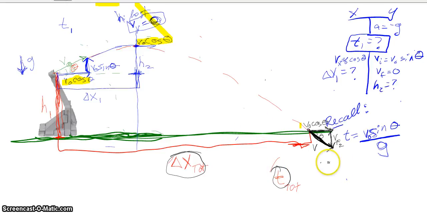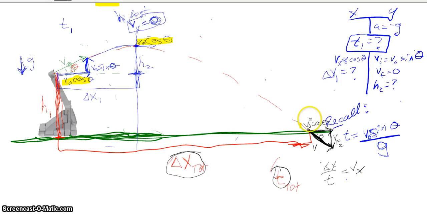So if you look at this, you've got your delta x over your time. And that gives you an average velocity in the x direction. Well, the great thing about that is since that velocity does not change because there is no acceleration, we don't care about the average. This is what it is. It's your velocity in your x direction.